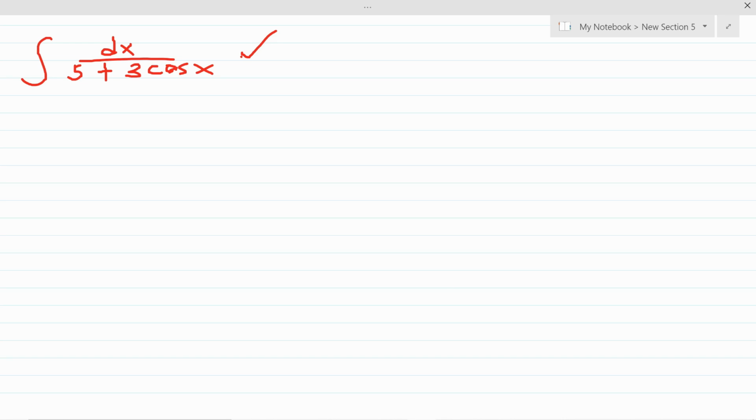Alright, let's start. So if I have an integral like this, how do you go about it? Here you use an interesting substitution called the half angle substitution. You set t equal to tan of x over 2.